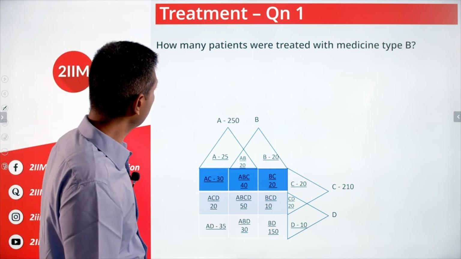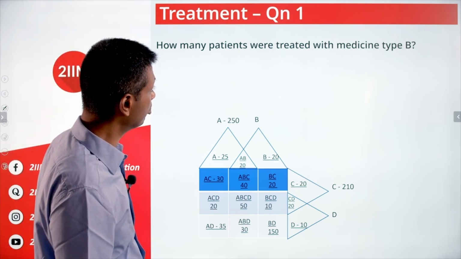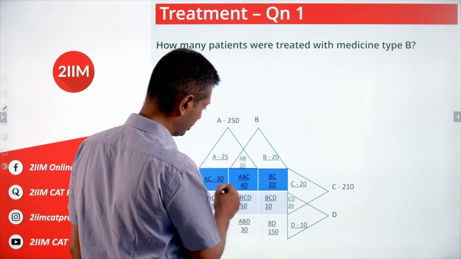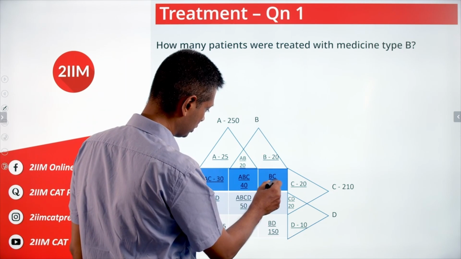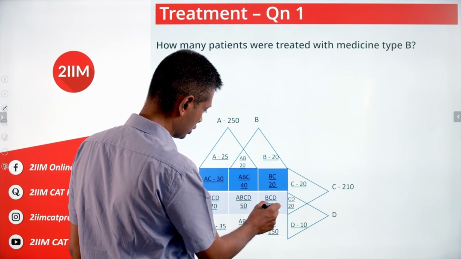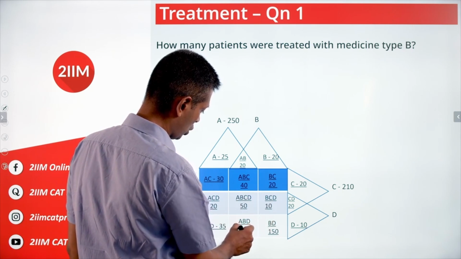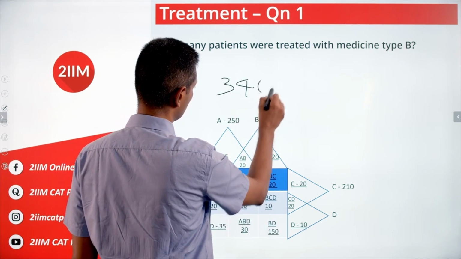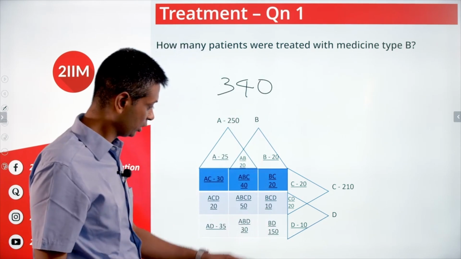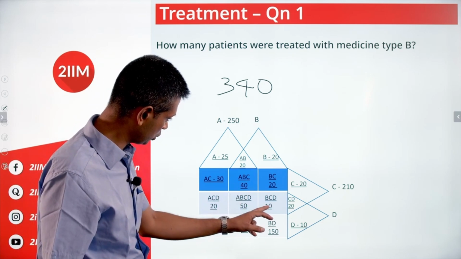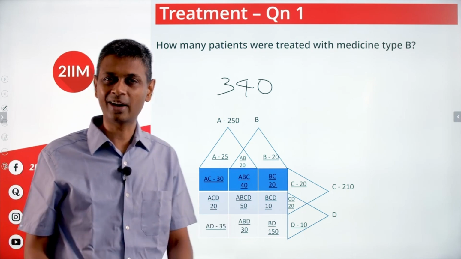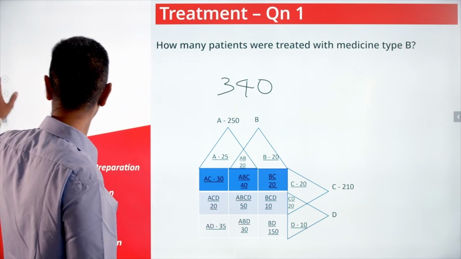Fine. How many patients were treated with medicine type B? Let us add everything up here. 20 plus 20, 40, 80, 100, 150, 160, 160, 190, 340. This alone is 150, 150, 200, 250, 300, 340. Just clubbing in hundreds and 50s. 340. Done.